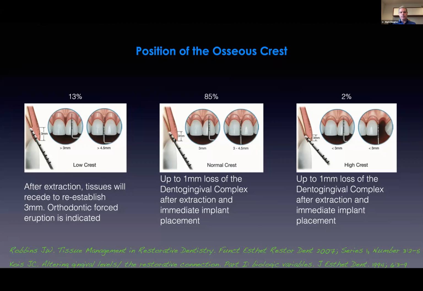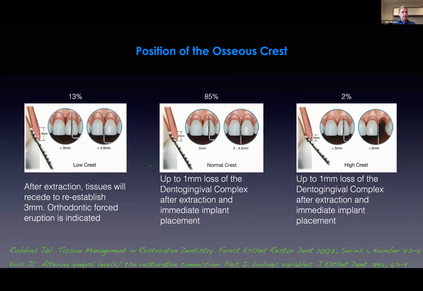If that measurement is 3 millimeters, and it's always 3 millimeters in these people, right on the buccal, the midfacial, then they are classified as normal crest. And interproximally, they'll be between 3 and 4.5 millimeters. That's normal. And when you take a tooth out and place an implant immediately, you will get up to 1 millimeter loss of the dentogingival complex.